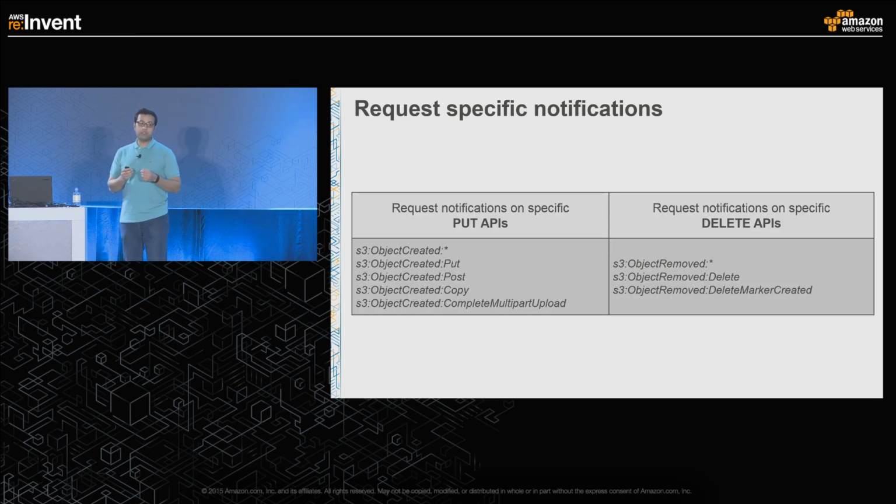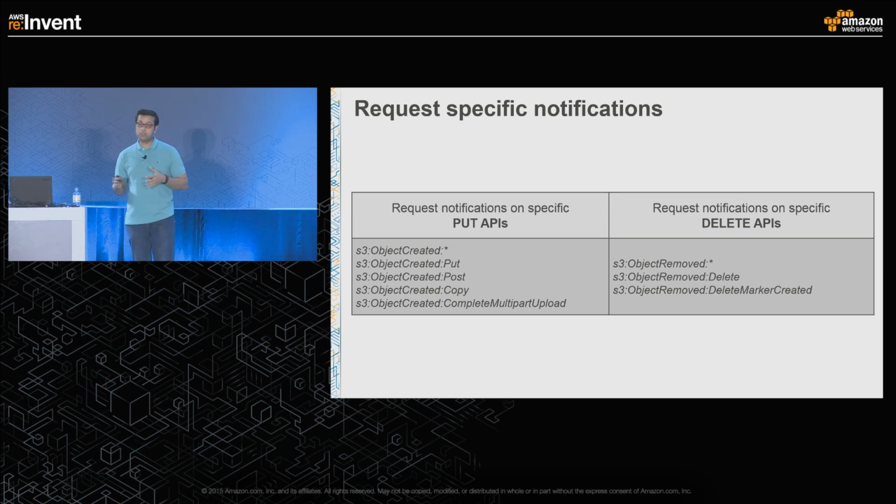Now, I mentioned that you can specify and control when a notification gets triggered, and you can specify the prefix, and you can also specify the suffix, which kind of file I want to trigger the notification for. But there's actually more to it than that. You can also decide which event triggers that notification. So not only can I trigger the notification when an object is added via the put API, you can specify whether it's updated using post or using copy or even multi-part upload.